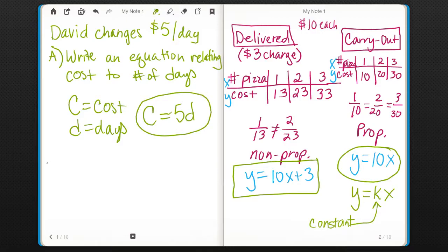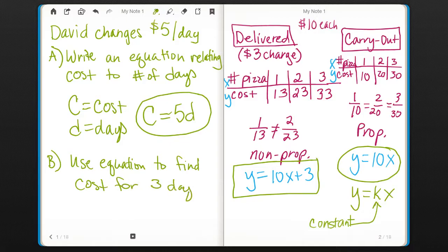That's the equation. Now, what if you use your equation to find the cost for 3 days? Now, you didn't really have to use an equation, but it's sort of a process that we're learning. So what would you do? Where would you put the 3? What do you think, Clay? Right, 3 is the days, so we'd plug that in right there for D. So we'd say the cost for 3 days is 5 times 3, so he's going to charge $15 for the 3 days.